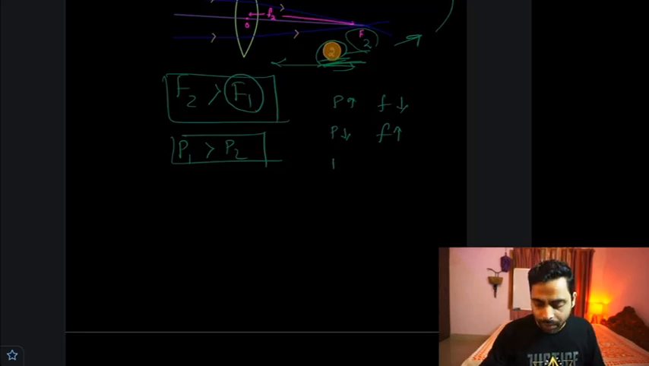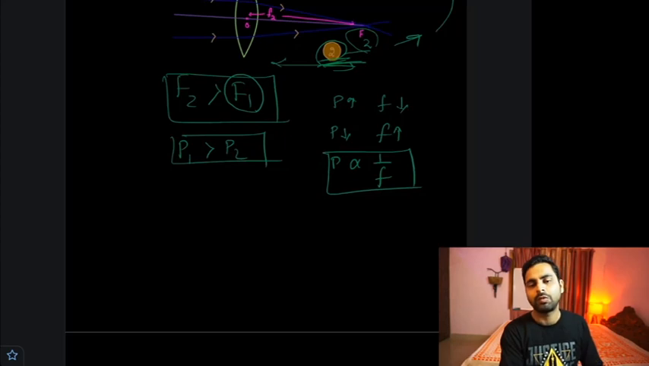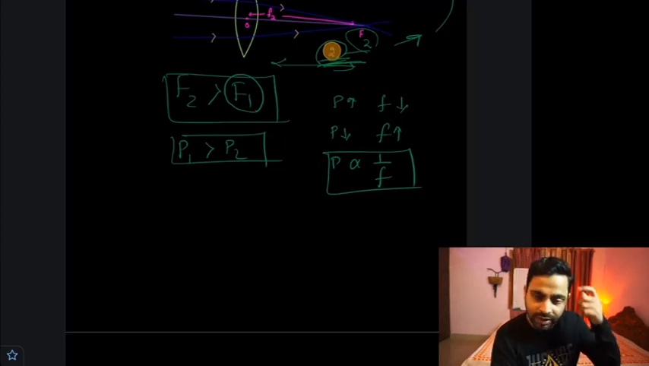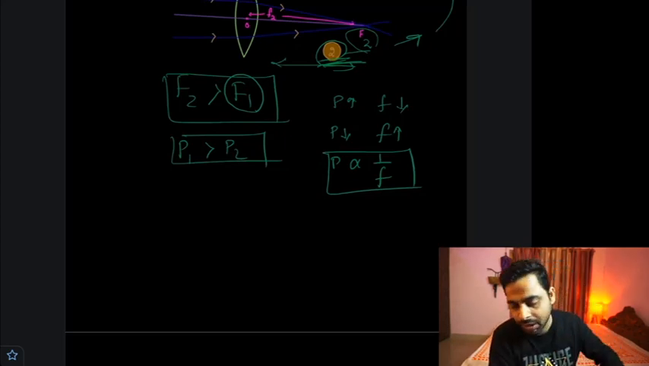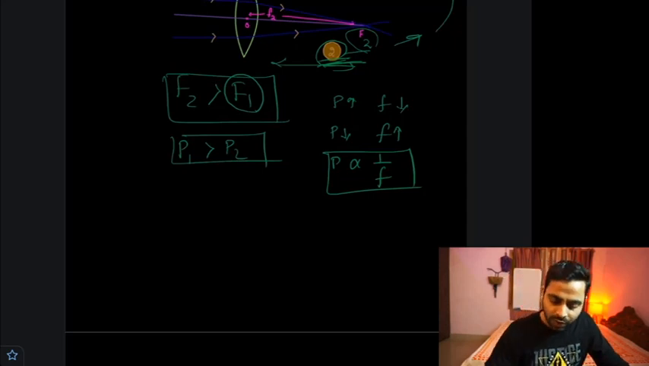That means power is inversely proportional to the focal length. तो पावर और फोकल लेंथ के बीच रिलेशन क्या हो गया? तो पावर क्या होता है? इनवर्स प्रोपोर्शनल टू फोकल लेंथ. सो आई कैन से P = 1/f.